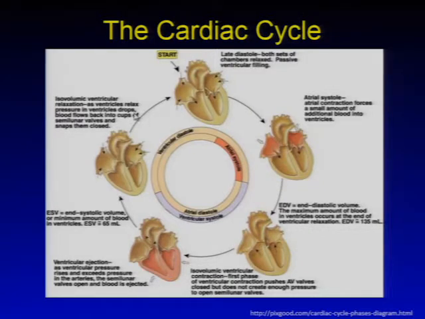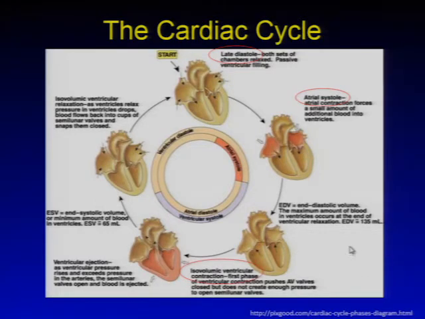The cardiac cycle in more detail, what's happening within the heart, you can start at the top, and then during late diastole, so this is during filling of the ventricles, both sets of chambers are relaxed, and there's first passive ventricular filling. This is followed by atrial systole. Atrial contraction forces an additional amount of blood into the ventricles, allowing for complete filling by the end of diastole.